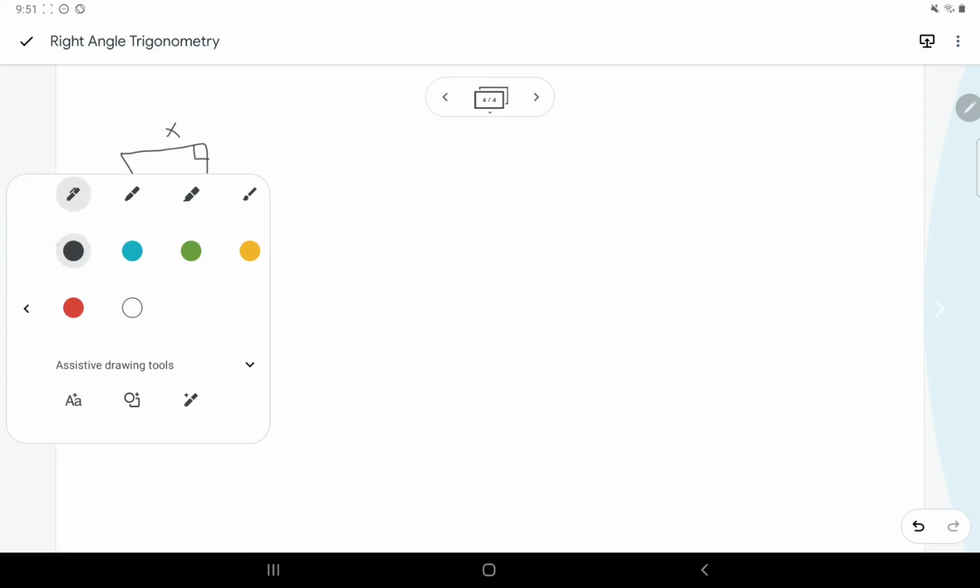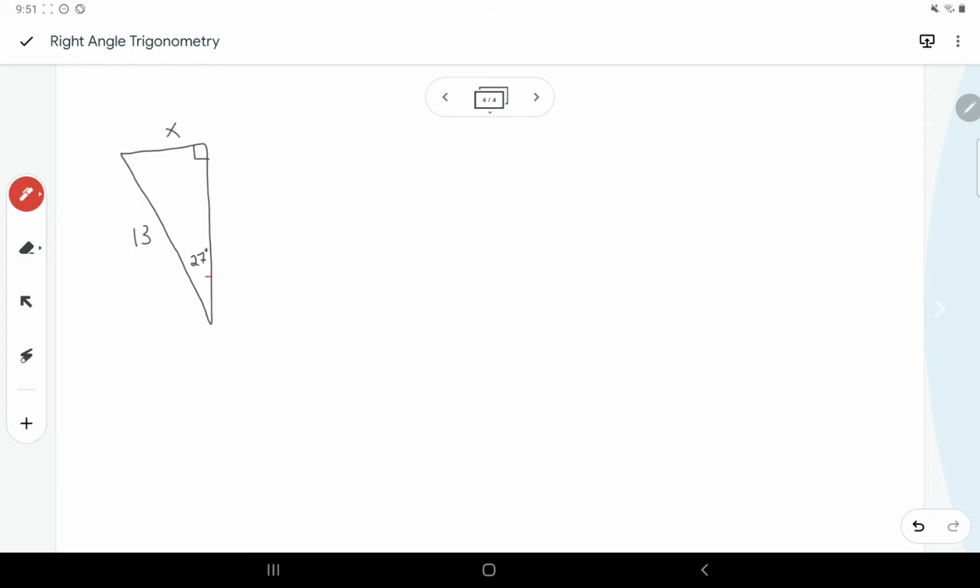Okay, so let's take a look here. We've got our angle down here. We've got a right angle up here. So we know that the opposite of that right angle should be the hypotenuse. And the opposite of this angle here, again looking across, should be our opposite. So we have opposite and hypotenuse, so again, sine works. So sine of theta equals opposite over hypotenuse.